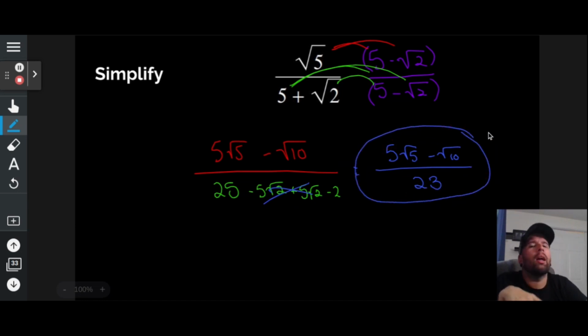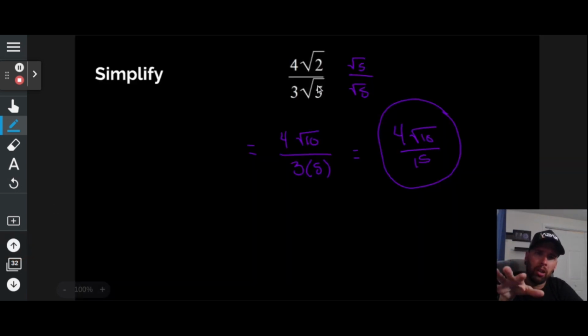It's called rationalizing the denominator. What you're really going to want to know from what we just did is what we saw here with the root 5 over root 5. All this stuff is very important, but this is probably the most important.